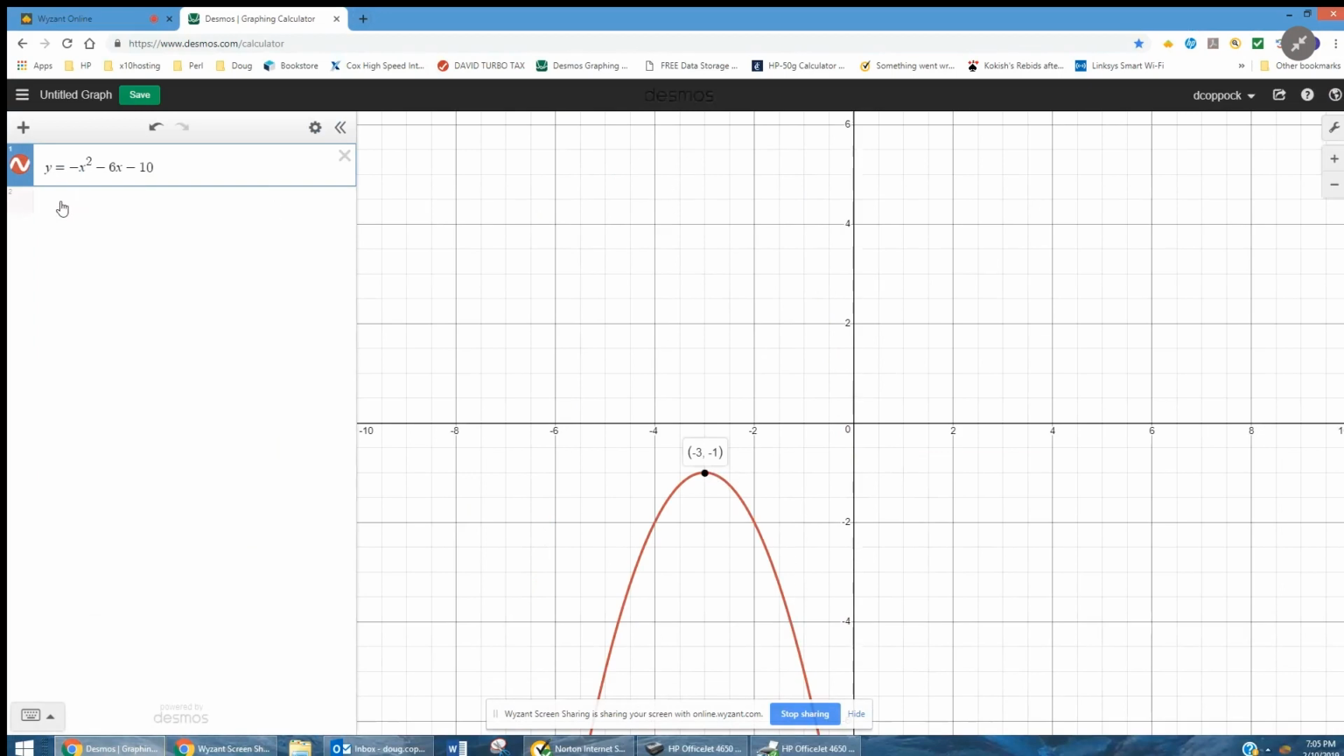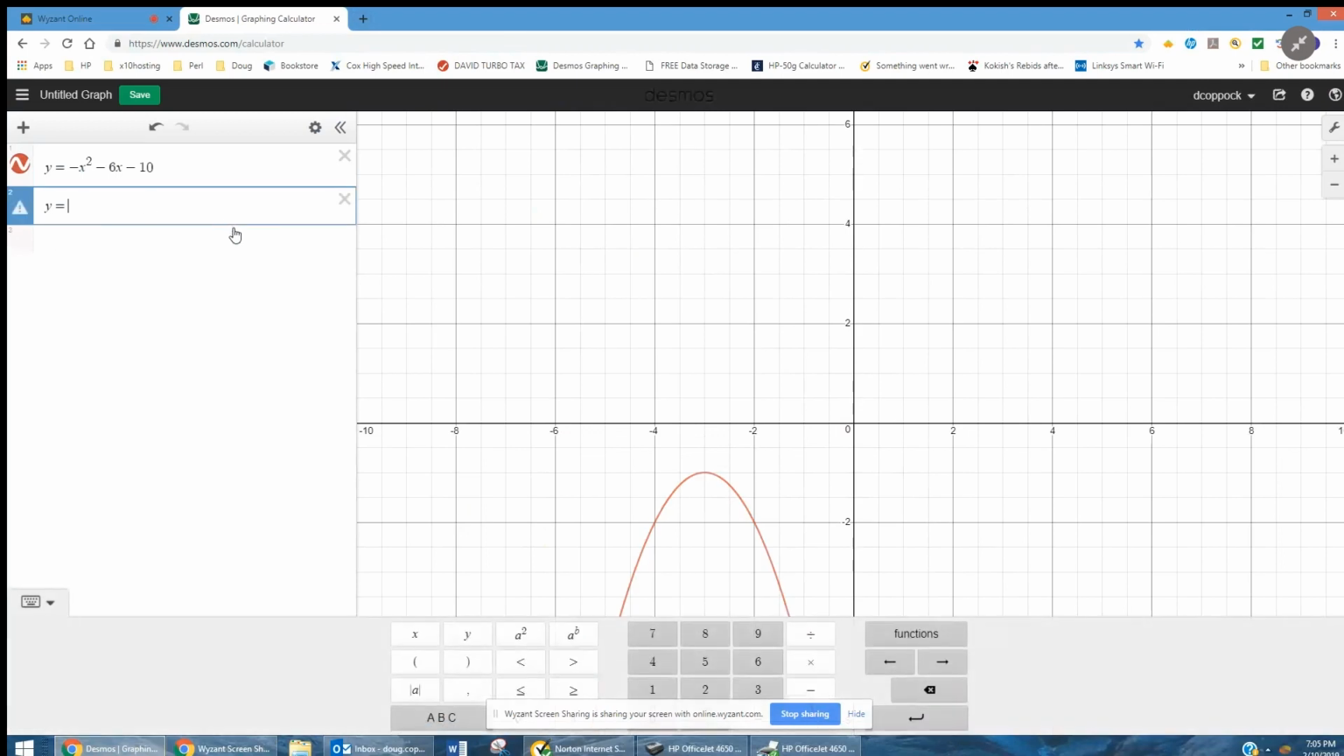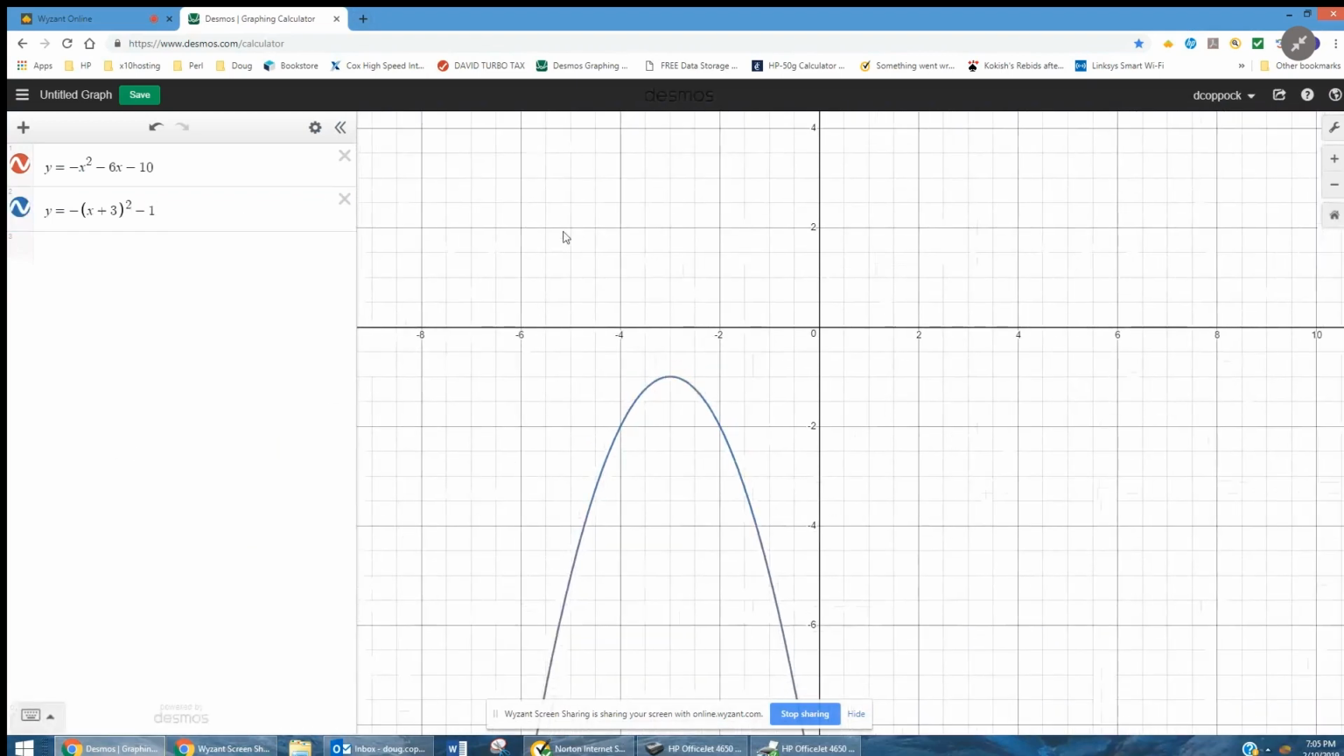And we could put it in vertex form. Y equals the opposite of x plus 3, quantity squared, -1. It's the same function. So we've got two different forms for the same parabola.